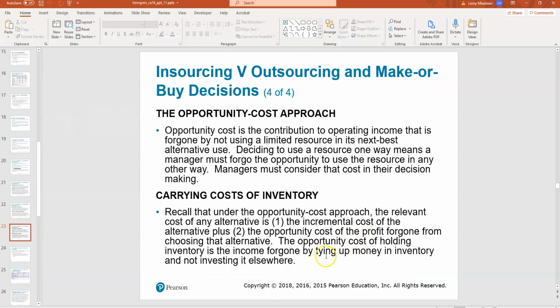So that is the carrying cost of inventory. It's not only the incremental cost of the alternative, plus the opportunity cost of profit foregone from choosing that alternative. The opportunity cost of holding inventory is the income foregone by tying up money in inventory and not investing it elsewhere. Now let's take a look at capacity constraints.